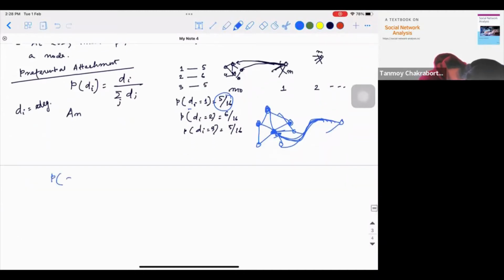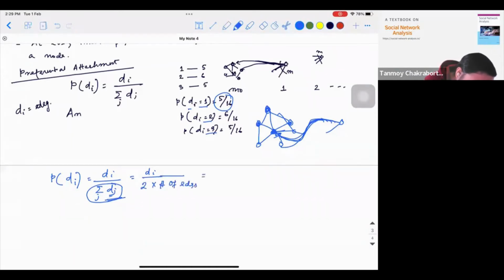So P of di. How do you measure it? I mentioned this is di divided by the summation of dj, where j ranges over all the nodes, for example degree 1, degree 2, degree 3 in this case. Now, what's the value of this? This is the sum of degrees. Now, sum of degrees is what? 2 into the number of edges, right? How many edges are there in the graph? Tell me.